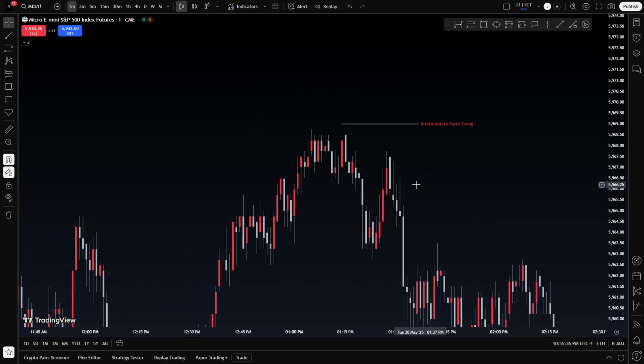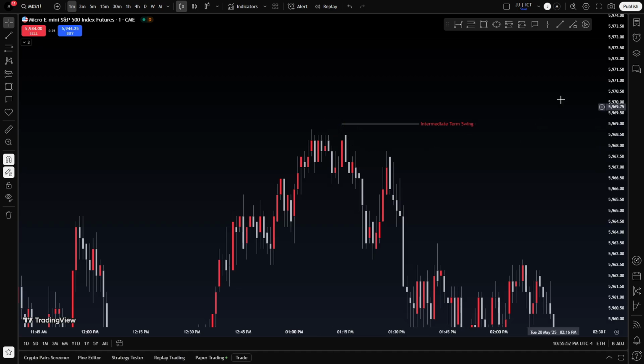You see that? We have a swing high and we have another swing high that are both below this high here. So what does that make this? Intermediate term swing. Oh my goodness. What the heck is JJ teaching us?